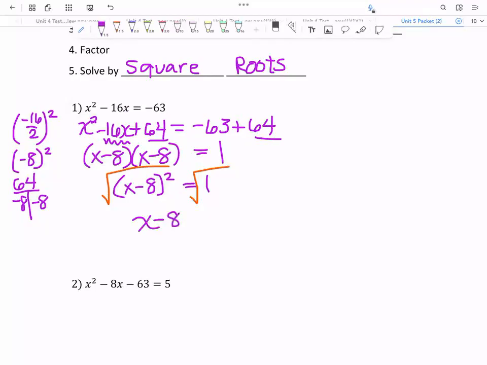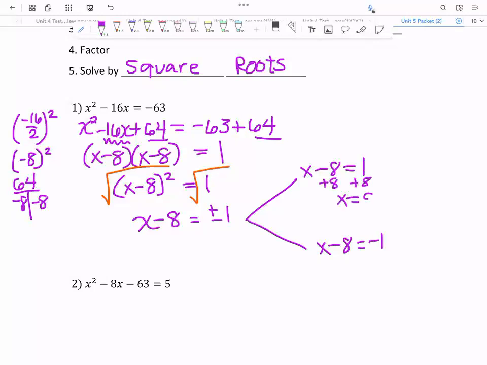X minus 8 equals positive or negative 1. So x minus 8 equals 1. X minus 8 equals negative 1. So we add 8. X equals 9. Add 8. X equals 7. And those are our two x-intercepts.